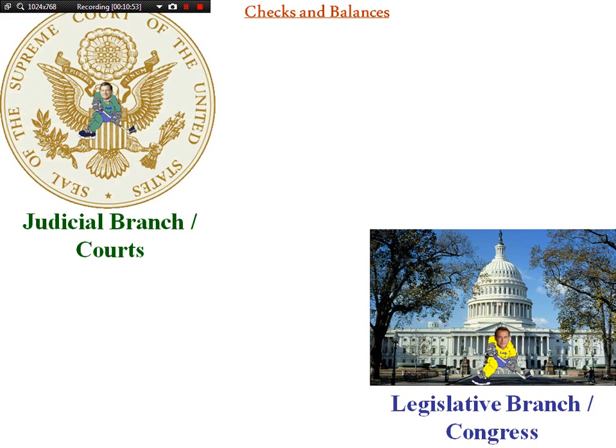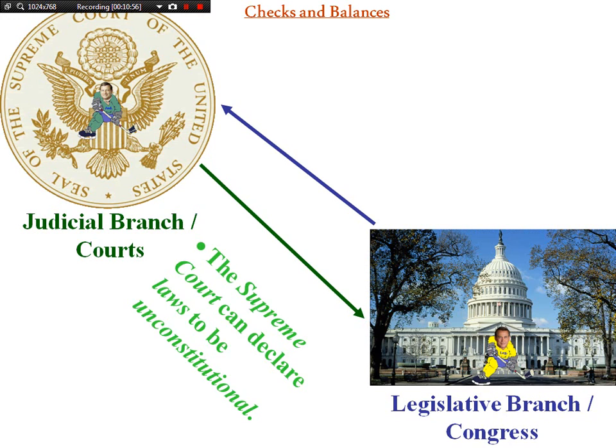All right, so we're jumping over to the judicial branch and the legislative branch. Okay, the Supreme Court can declare laws to be unconstitutional. For example, if the legislative branch were to pass a law banning the burning of the American flag out of disrespect, and the president signed it into law, it could go to the Supreme Court and they might shoot that law down because it's an infringement on your First Amendment rights. You can still technically burn the flag, and banning that would be your freedom of speech being violated.